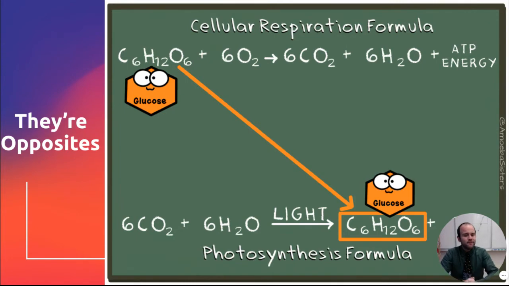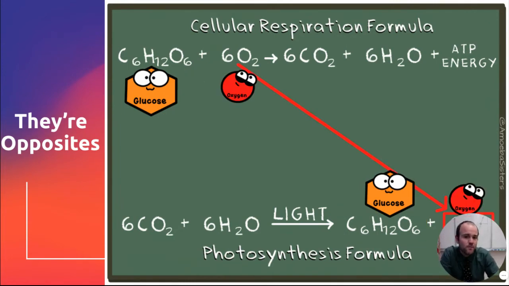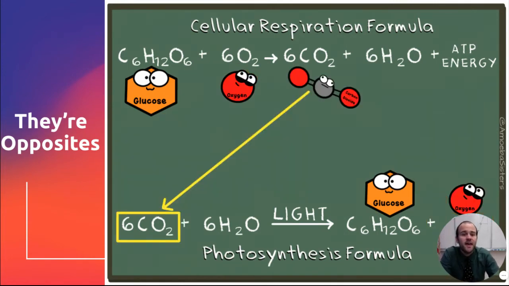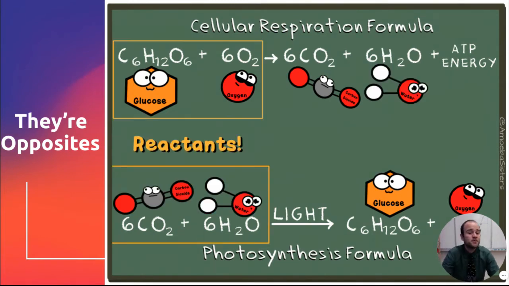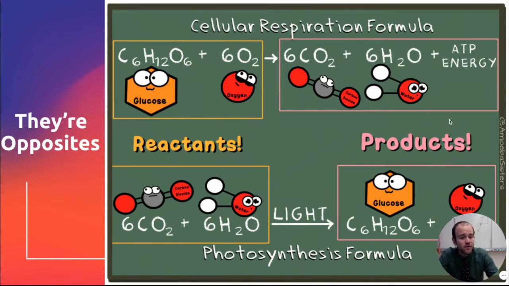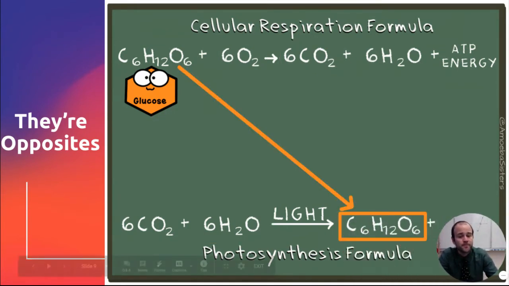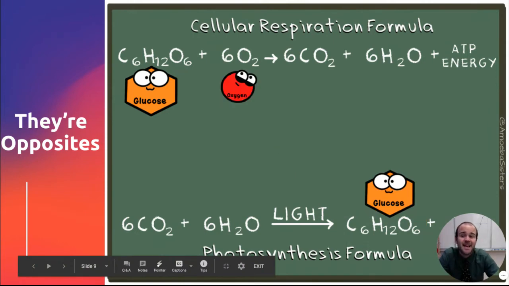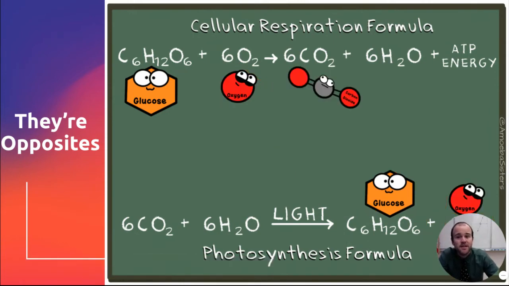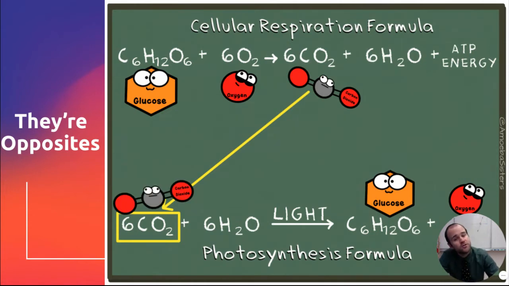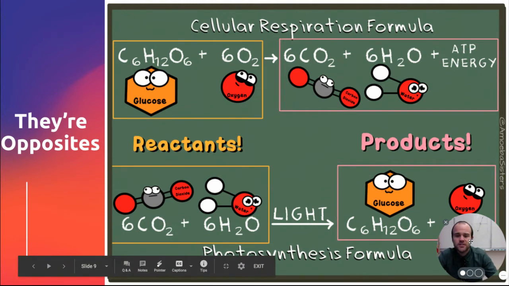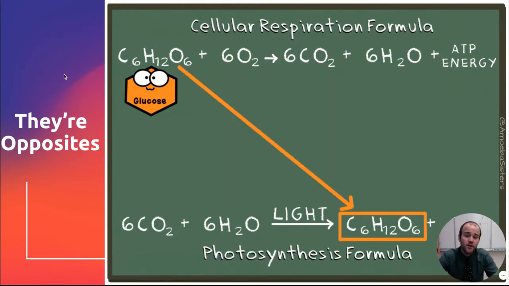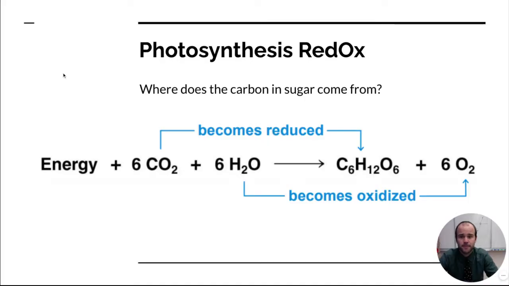So let's talk about photosynthesis. And if we break down that formula, we're going to notice that 6CO2 plus 6H2O mixed with some light makes C6H12O6 and 6O2. Now you're going to notice this is the exact opposite of C6H12O6 plus 6O2 yields 6CO2 plus 6H2O plus some energy. So cellular respiration and photosynthesis are going to form a nice little circle. The reactants of one are the products of the other, and vice versa.